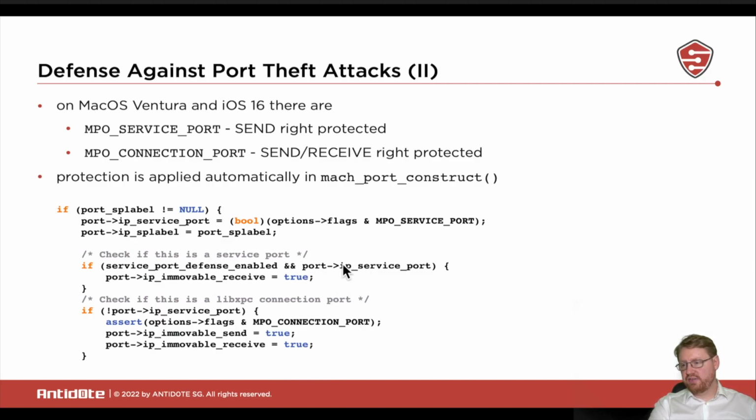And you can see here the snippet from mach_port_construct, where in the case of these protections, it will protect the receive right here. Oh wait, this is actually wrong on the slide. So this should be receive, and send and receive for the connection port. Yeah, so obviously this here should be receive and not send, as you can see here. Good that the code snippet was there, otherwise I wouldn't have noticed the error so easily.